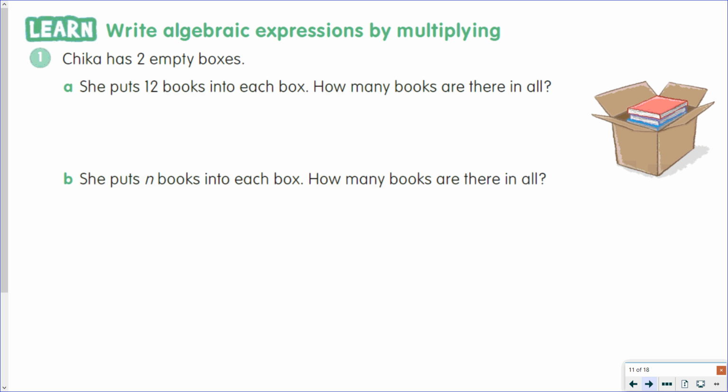As we move on through our operations, usually after subtraction, we begin working with multiplication. So Chica has 2 empty boxes. She puts 12 books in each box. How many books are there in all? Well, she has the 2 empty boxes. We're going to multiply that by 12.